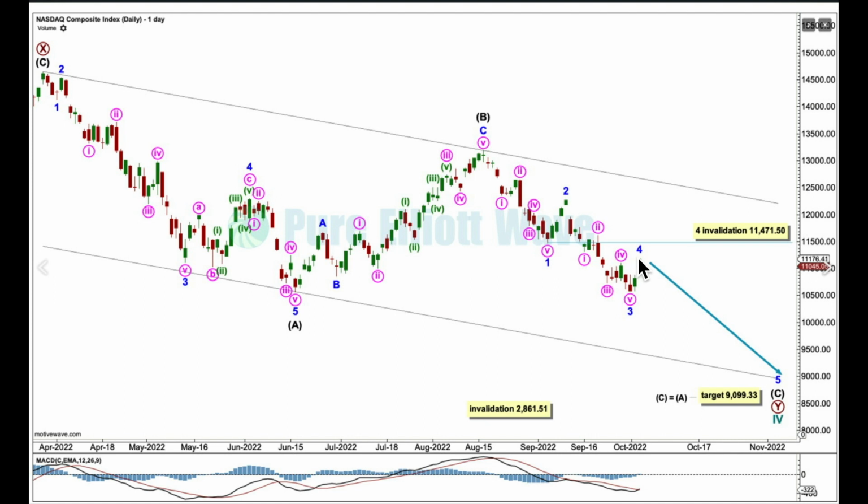It could move sideways for a few days. It could move a little bit higher. It may not move into wave 1 price territory above 11,471.50. What this invalidation point means, this is really important.